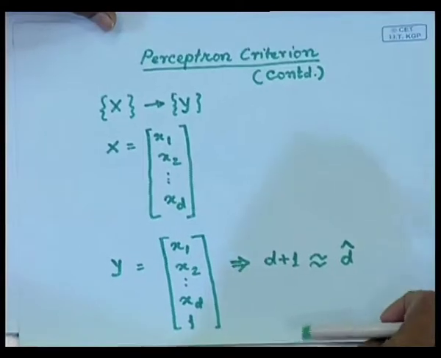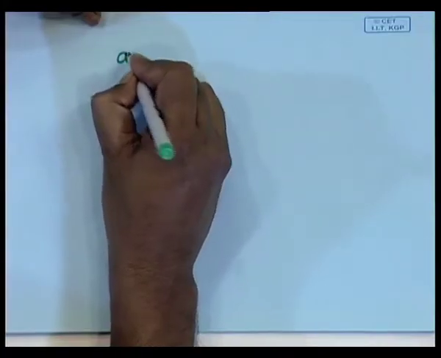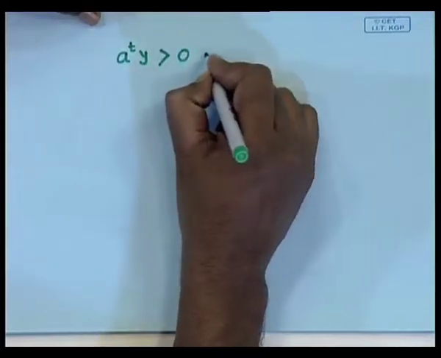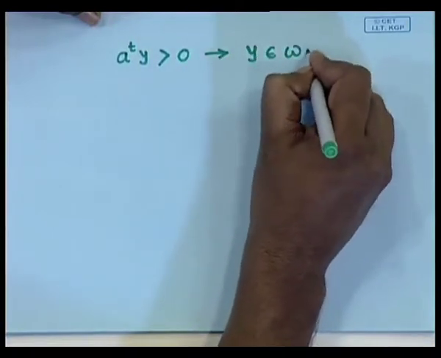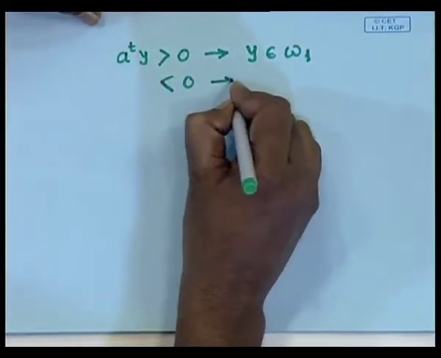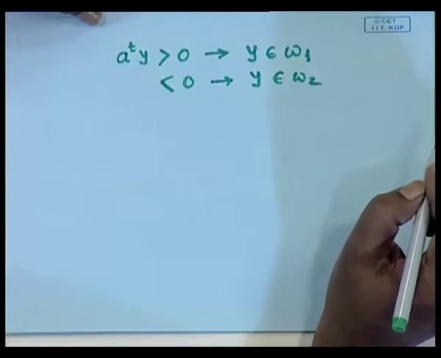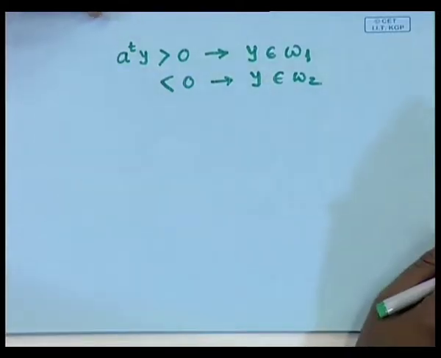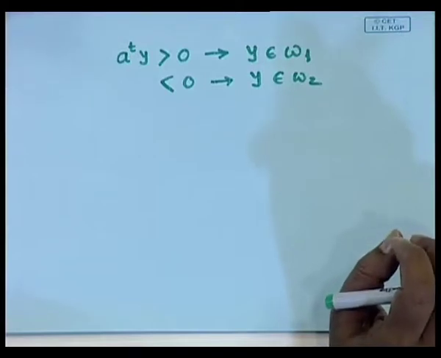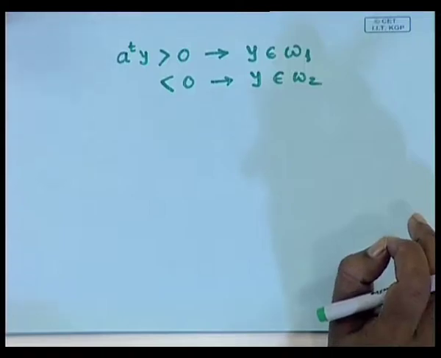Given this situation, we have seen that our classifier is of this form: if A transpose y is greater than 0, we decide that y is from class omega 1. If it is less than 0, then we decide y belongs to class omega 2. For design purpose, for all the training samples from class omega 2, we have negated them, so that if the weight vector A properly classifies a sample, I will always have A transpose y greater than 0. The moment A transpose y becomes less than 0, irrespective of the class from which that y has been taken, I know that y has been misclassified by the weight vector A.